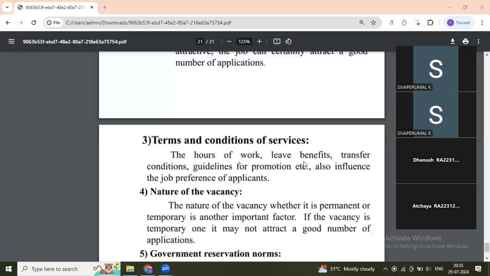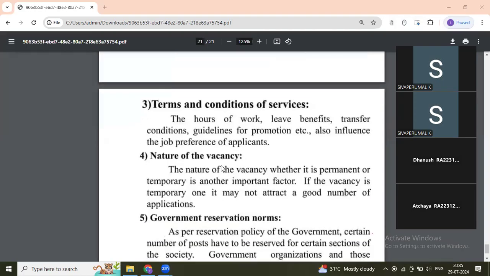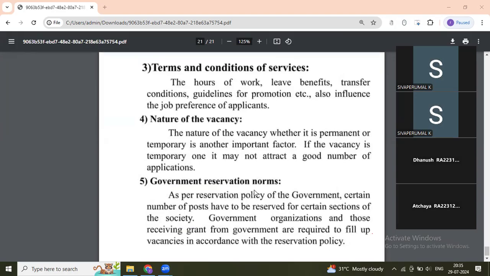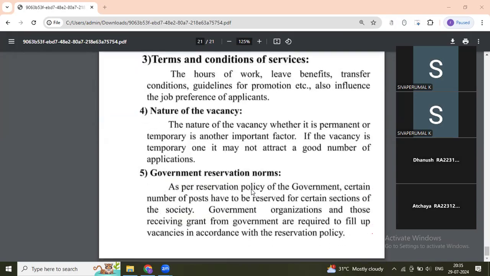For example, the guidelines and transfer conditions, leave benefits, working hours, 8 hours of work or 12 hours or 7 hours of work. These are all things, right? And the nature of the company, nature of the vacancy. Nature of the vacancy, whether it is a permanent job or a temporary job, plays a vital role in recruitment. According to that, the people will be joining this company. And reservation, according to the government policy, they have formed some communities, community based. They will be giving these posts, right? Here we are trying to mention that.